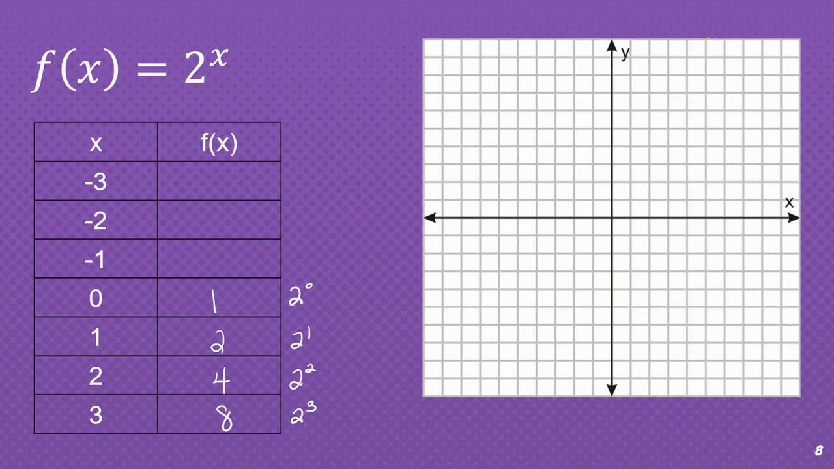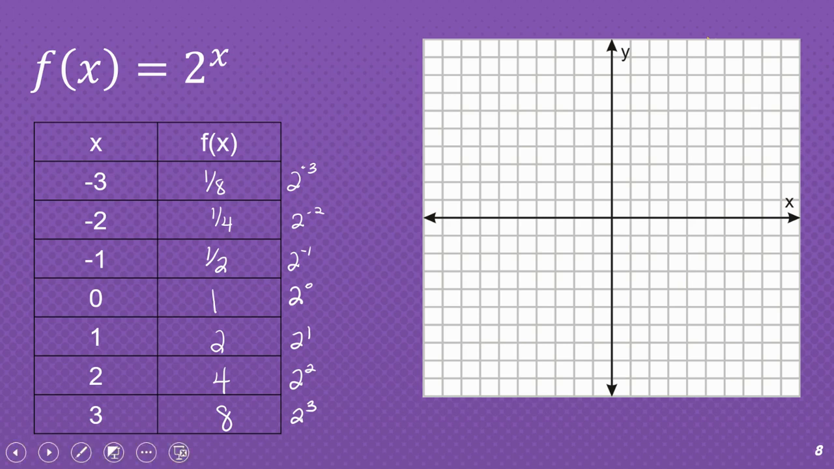Okay. Now to go backwards, 2 to the negative 1 is 1/2. Remember that a negative exponent means we're taking the reciprocal. So because 2 to the positive 1 is 2, 2 to the negative 1 is 1/2, which means that 2 to the negative 2 is going to be 1/4. And 2 to the negative 3 is going to be 1/8.